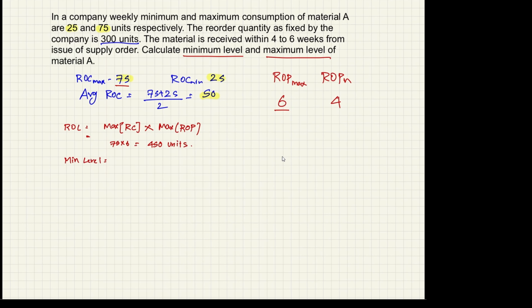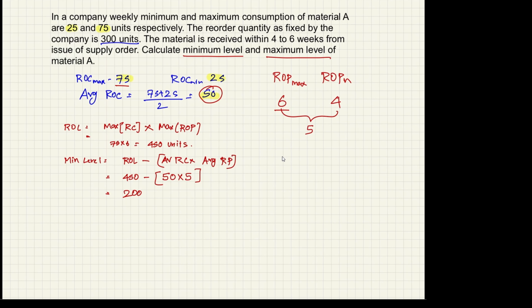For the minimum level, the formula is reordering level minus average or normal RC into normal RP. So ROL is 450 minus the average you have found out, which is 50, multiplied by the average of these two, which is 5. So 450 minus 250 is 200 units. So this is your minimum level.